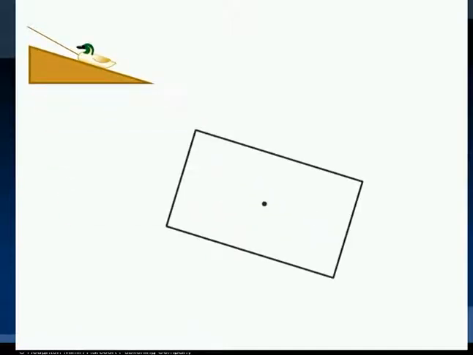Let's draw a rectangle to represent the toy. We don't need to draw any of the items that touch or act on the body, such as the ramp or the rope. Next, we identify and label each of the forces that act on the toy. First, consider gravity. The direction of this force is always straight down. We will label it F sub G.